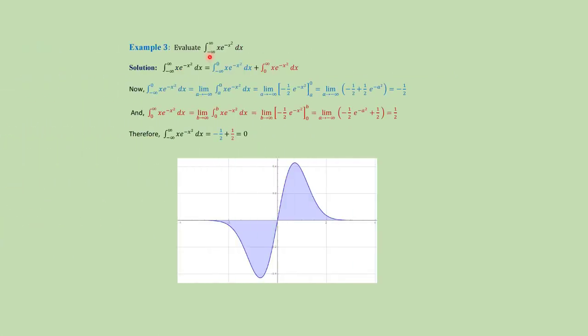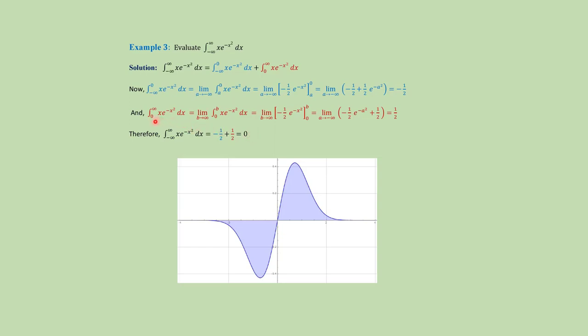In this example, both lower and upper limits approach infinity but in opposite sign. So we divide this interval into two subintervals. One is from negative infinity to 0 and another one is from 0 to infinity. Now if we integrate this one, then we got negative 1/2, and if we integrate this one, then we got positive 1/2. To get the complete result, we need to add them together, and after adding we got the result as 0.